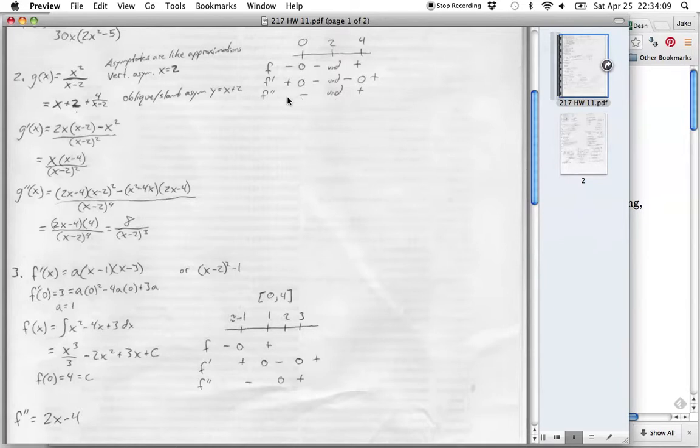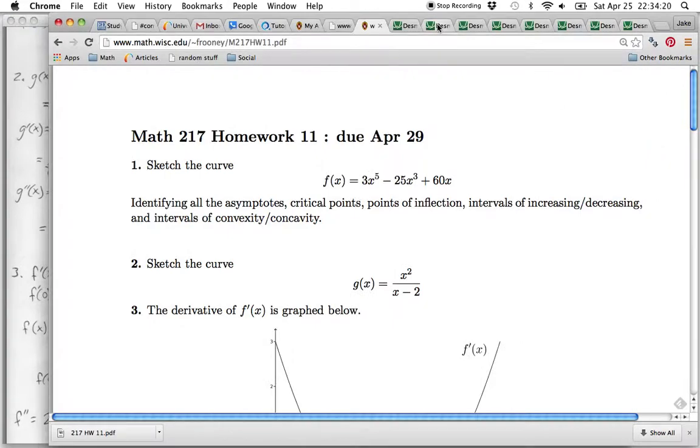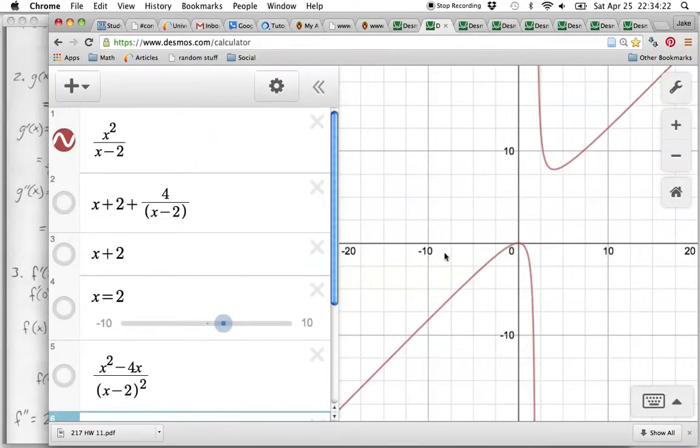But we find less than 2 is going to be negative. That means it's going to be concave. And greater than 2 is going to be positive, which means it's going to be convex. And we can check our function here. So you can see we have our function that looks like this. I'm going to show you that this function here is the same as this. I've done my division through, and you can see that those cover the same portion.